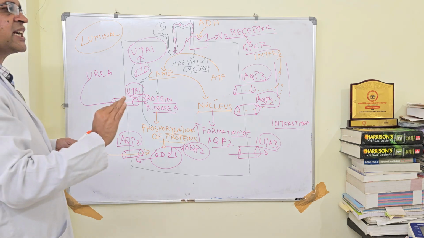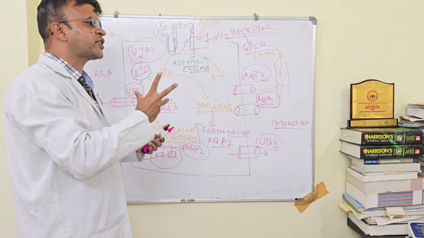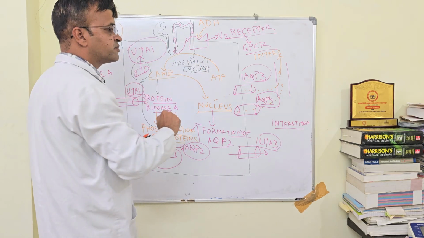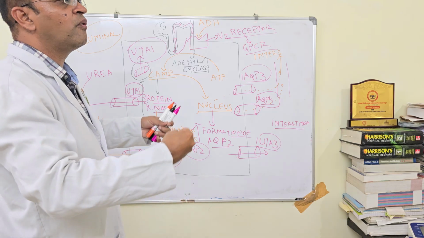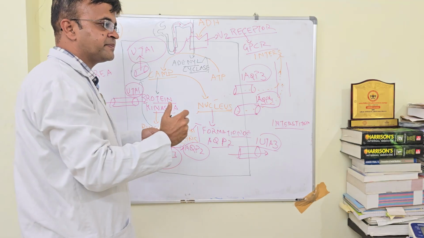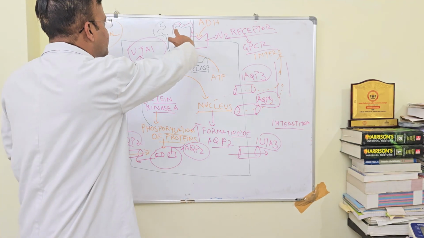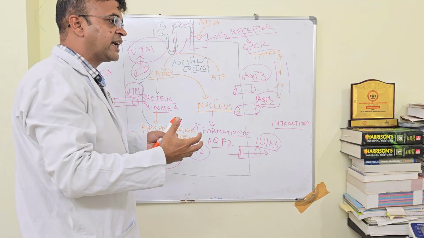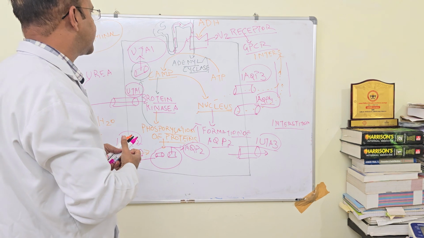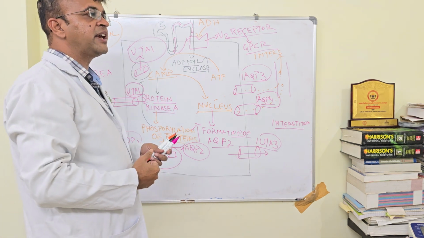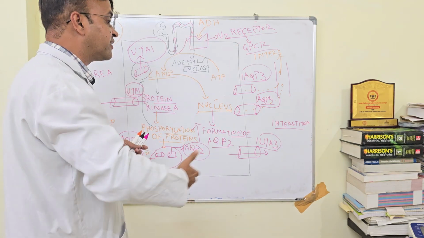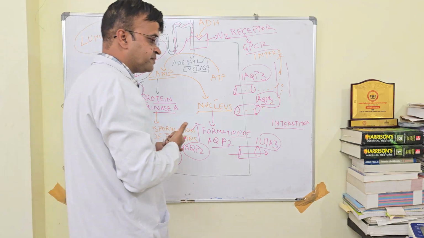Now why do we need urea to circulate like this? Because in peak ADH action, this urea constitutes roughly 40 to 50% of the osmolarity of this interstitium. So it helps in reabsorption of water, so it helps in concentration of urine. If you have a lot of urea in this medullary interstitium, the kidney will find it easy to concentrate the urine. So ADH helps both in water reabsorption and also in the recycling of urea.